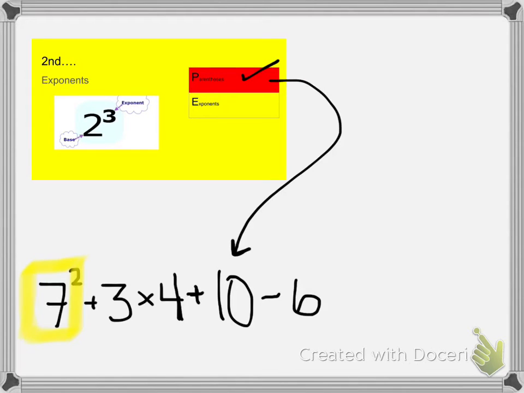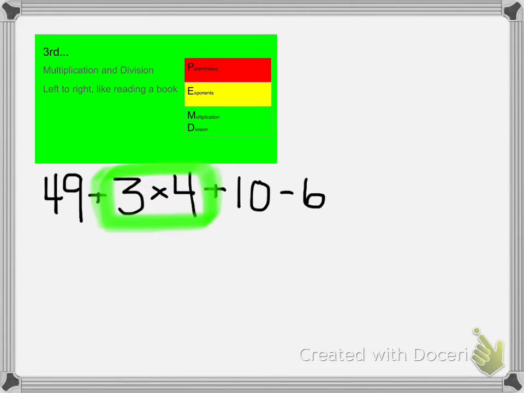So next I'm going to look for exponents. My exponent here is 7 squared. I know that 7 squared is 49. So I have 10 from my parentheses. 49 was 7 squared. Next, I'm going to do multiplication and division. So I have 3 times 4, which I know is 12. And we are almost done.